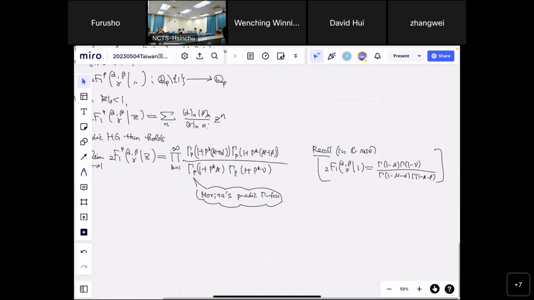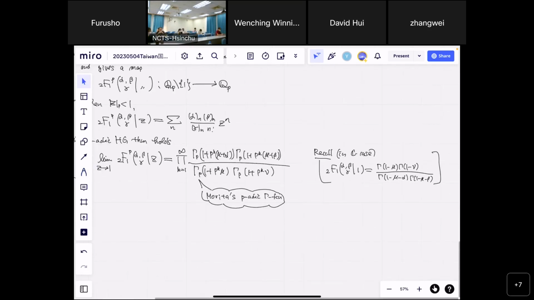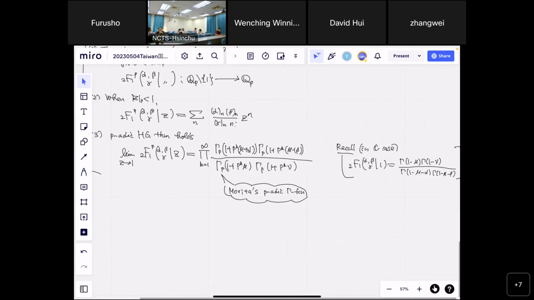Let's compress this. So, it's different. Let's look. The denominator and numerator are opposite, plus. This is the complex case. So this is the p-adic analog.